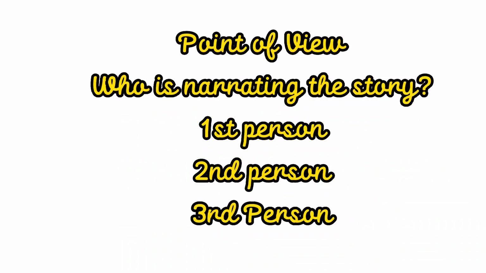Next lesson is a literary element called point of view. Point of view is simply who is narrating the story. We have 3 kinds of point of view. First is the first person point of view. The use of pronouns I and we is an example of this. Second person is the use of the pronoun you. And we have here the third person using the pronouns they, she, or he. So those are the 3 kinds of point of view.